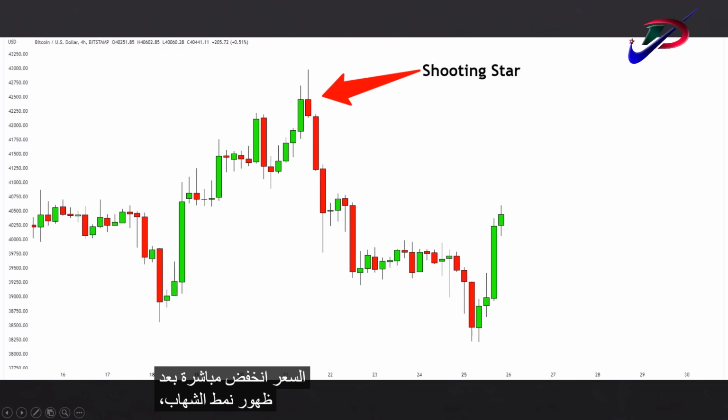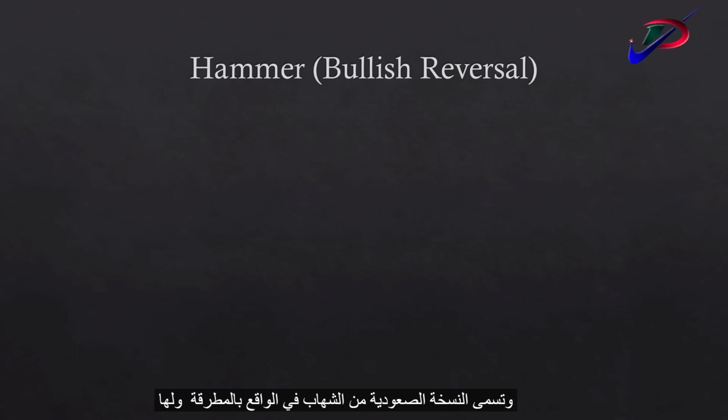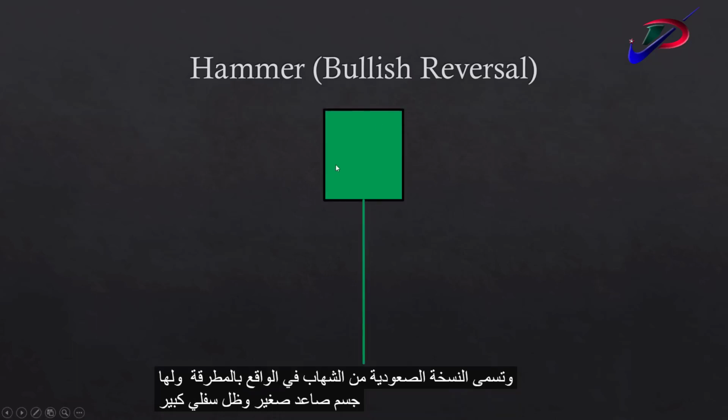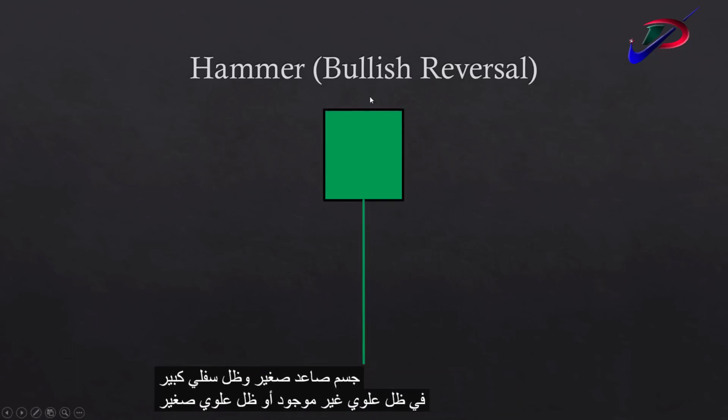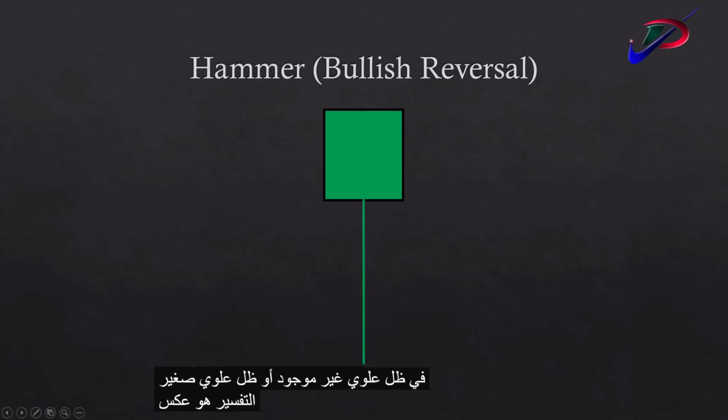The bullish version of the shooting star is actually called hammer, and it has a small bullish body, a large lower shadow, and a non-existent or small upper shadow. The interpretation is the opposite of the shooting star.